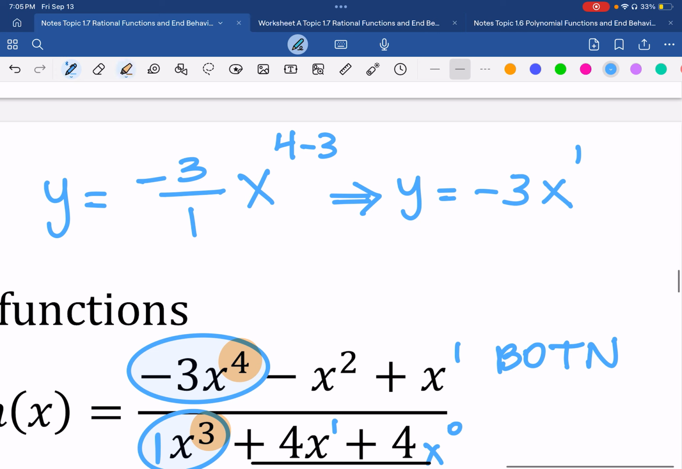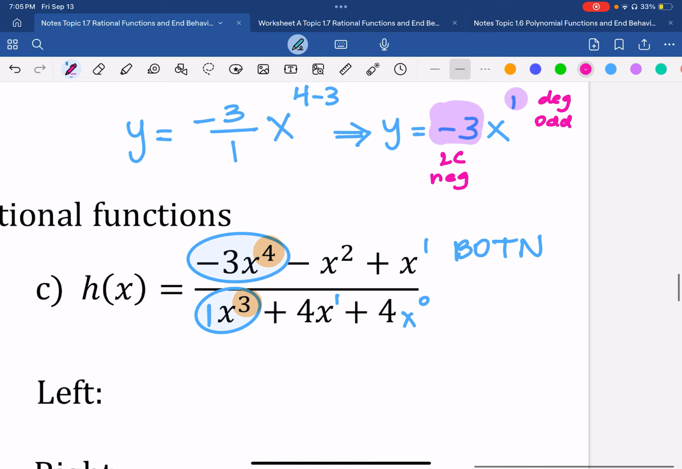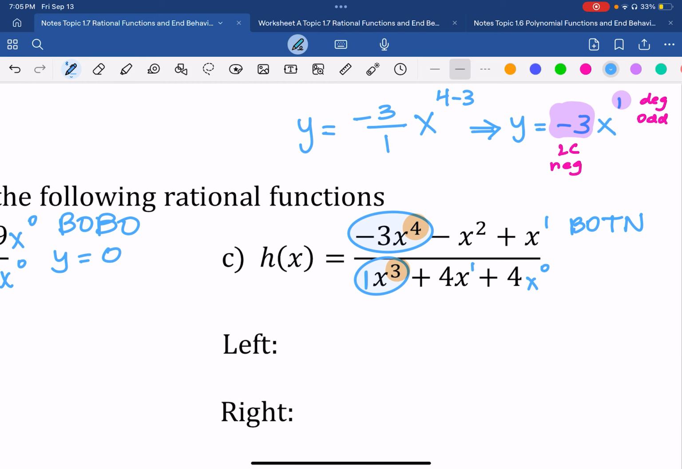Now this will be just how we did it in lesson 6. Okay, my leading coefficient is negative, and my degree, which is 1, my degree is odd. Okay, so now we're going to write the limit statements. The limit as x approaches negative infinity, h of x equals, and I'll write the answer in a minute. I'm just setting up the problem. For the left side, and for the right side, the limit as x approaches positive infinity, h of x equals.